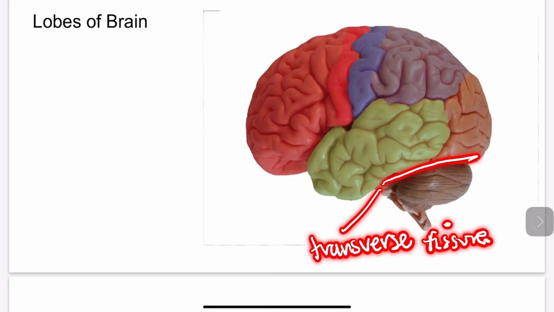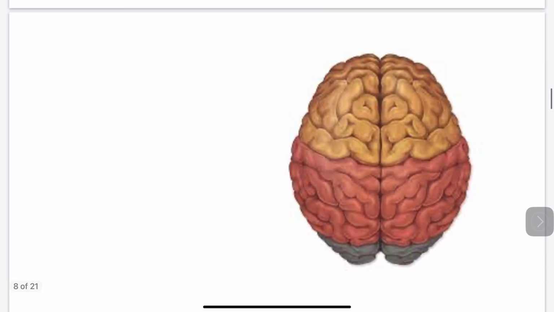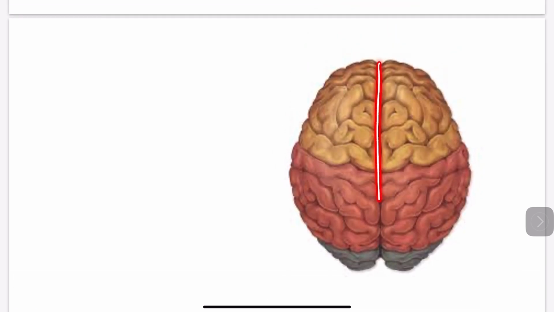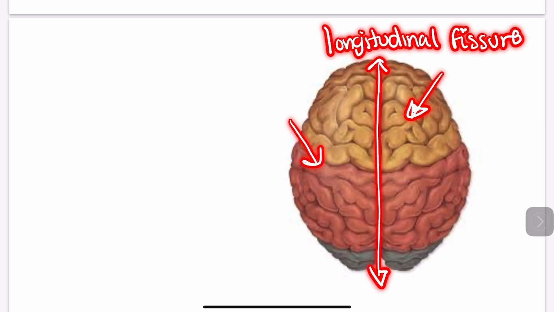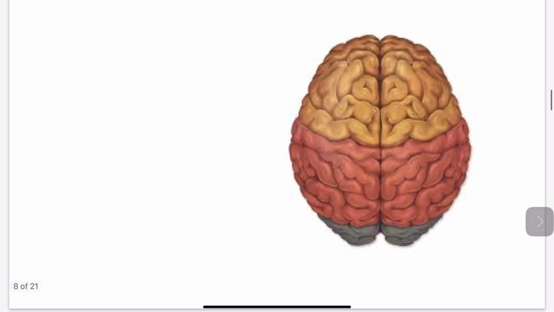Transverse fissure. And then the last one you need to know is going to be located in between the left and the right portions of the brain. So this is your longitudinal fissure, right? It's going along a longitudinal kind of axis here. All right, let's keep going.